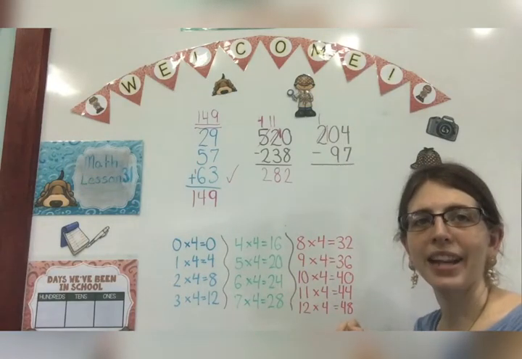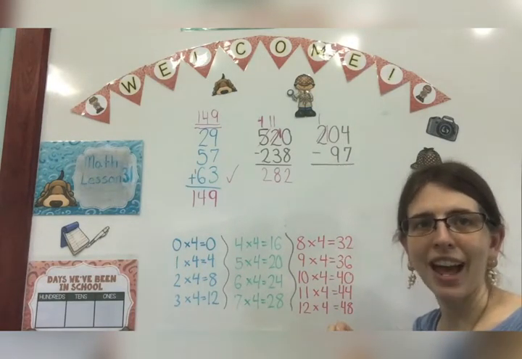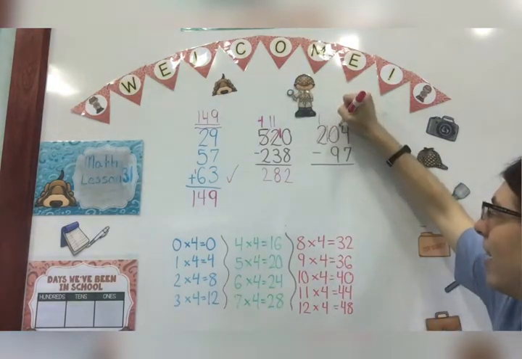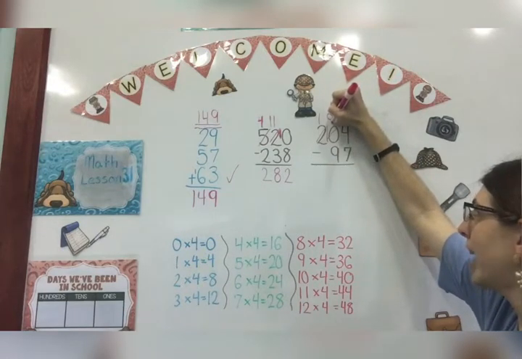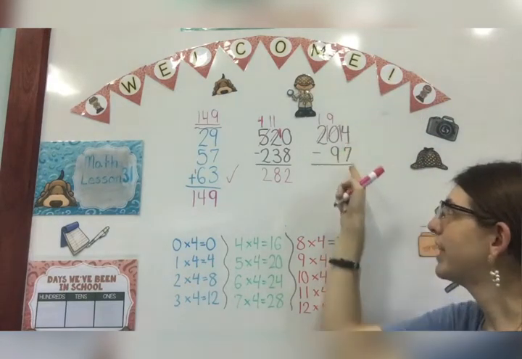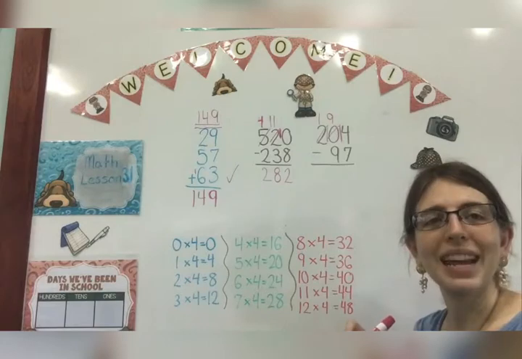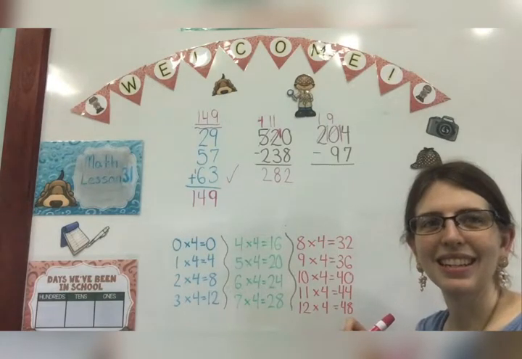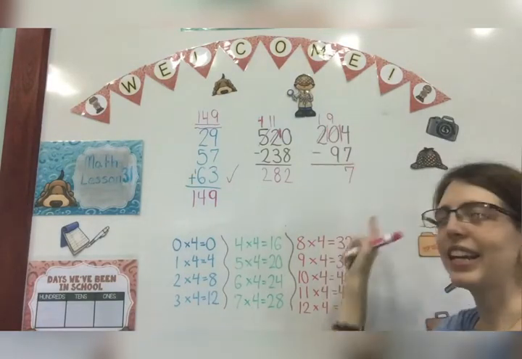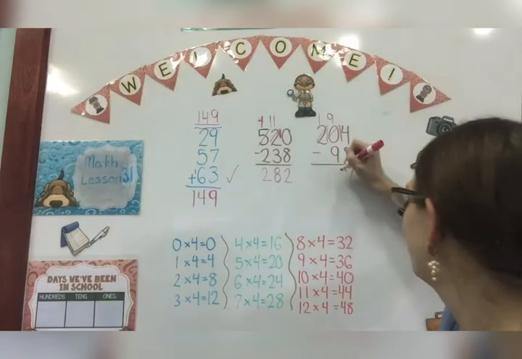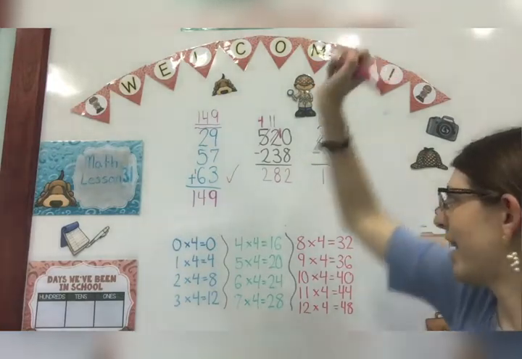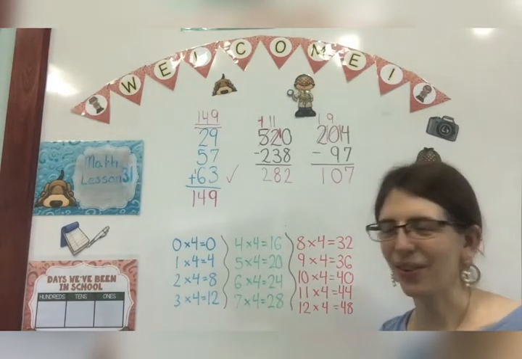So 10 minus 9. But I don't want to do 10 minus 9. I want to start with 4 minus 7. So I borrow now from my 10. I take away 1, it leaves me with 9. I bring my 1 over here next to the 4. So now I have 14 minus 7. 14 minus 7 is 7. 9 minus 9 is 0. And 1 minus nothing is 1. So 107 is your answer.